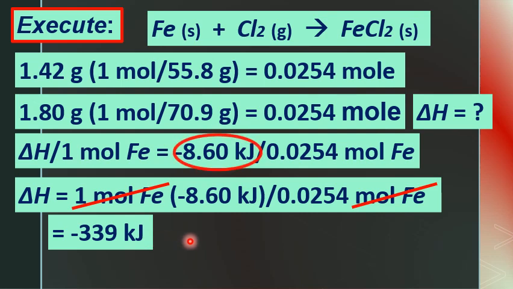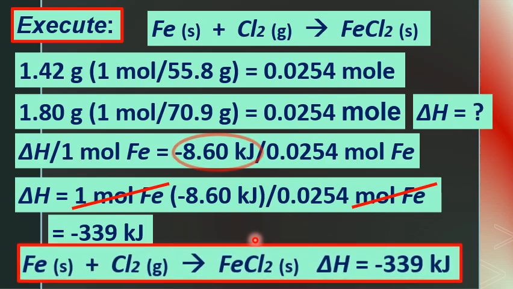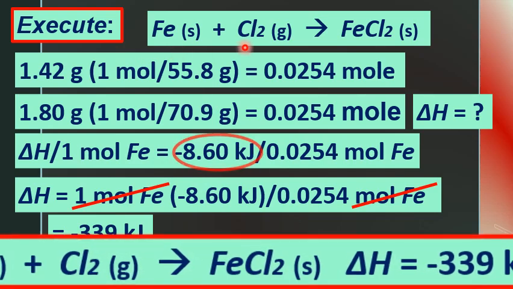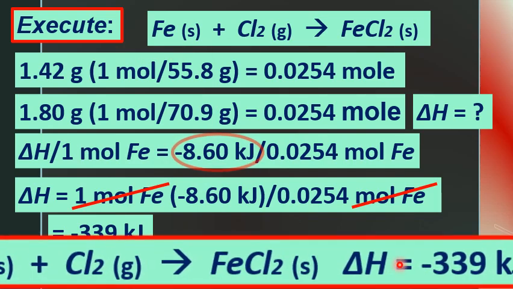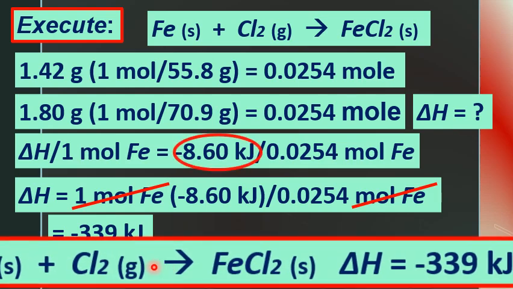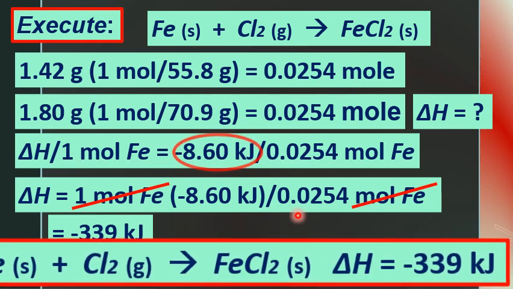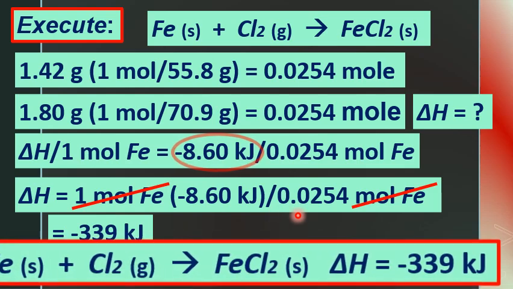So this is the answer to the question. The change in enthalpy, or the heat that is evolved during the reaction, is equal to negative 339 kilojoules. And summarizing and emphasizing, our thermochemical equation with the delta H included, we have this equation. So that concludes our tutorial for this topic.